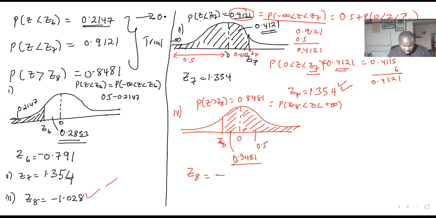3485 and 34. 0.34. We don't have 381, not so. But we have 383461. So to get 81, what should you add on? Should add on 20. Do we have 20 there? No. What is the closest? 19.